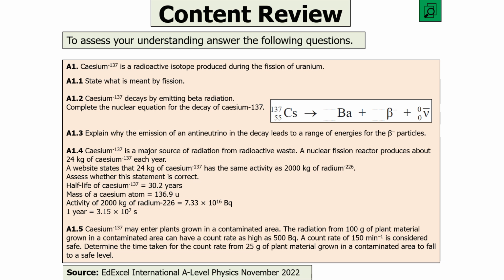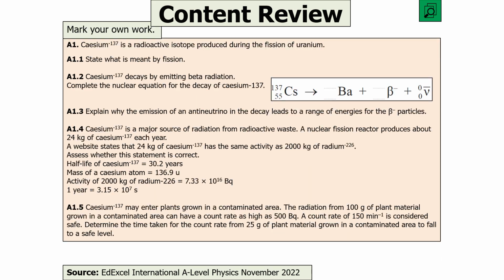A nuclear fission reactor produces about 24 kilograms of cesium each year. A website states that 24 kilograms of cesium has the same activity as 2,000 kilograms of radium. Assess whether this statement is correct. And then cesium may enter plants grown in a contaminated area. The radiation from 100 grams of plant material grown in a contaminated area can have a count rate as high as 500 becquerels. A count rate of 150 per minute is considered safe. Determine the time taken for a count rate from 25 grams of plant material grown in a contaminated area to fall to a safe level. So pause the video now, then unpause the video when you want to go through your answer.